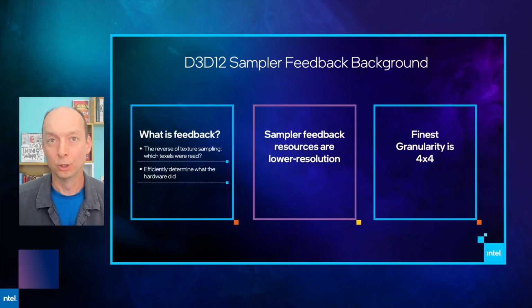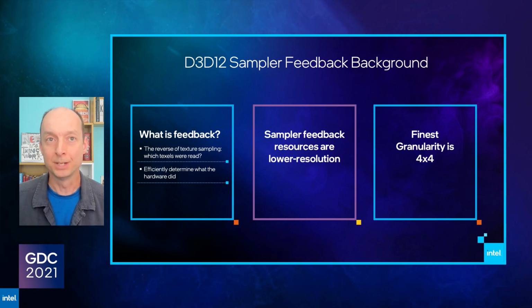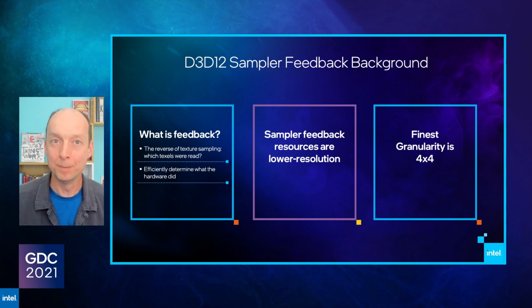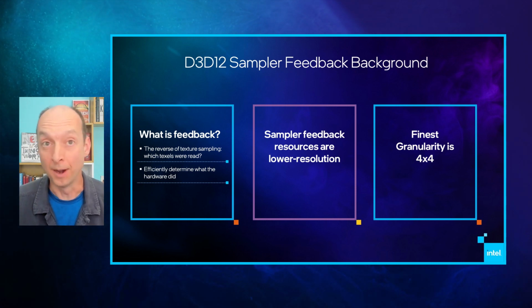To know which tiles to load or evict, each texture is paired with a sampler feedback resource. The feedback resource records which texels would be read by the sampler, whether they're resident or not.